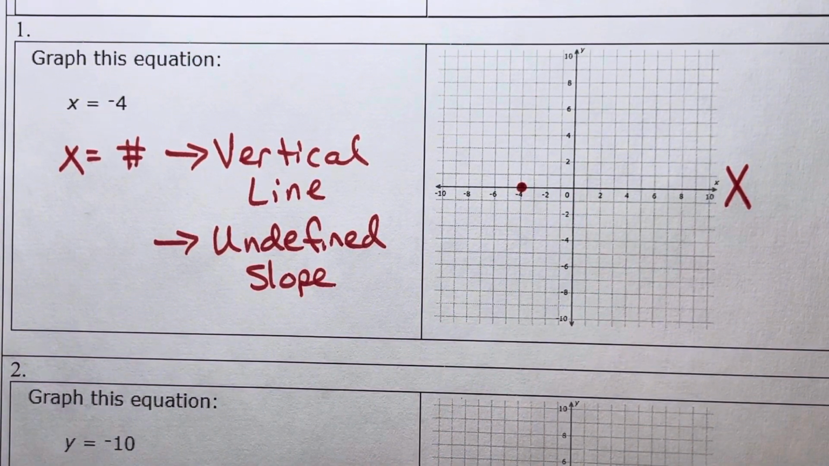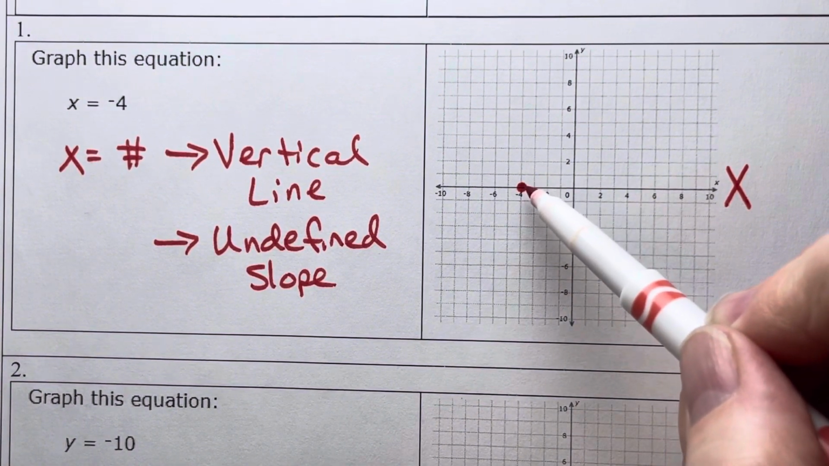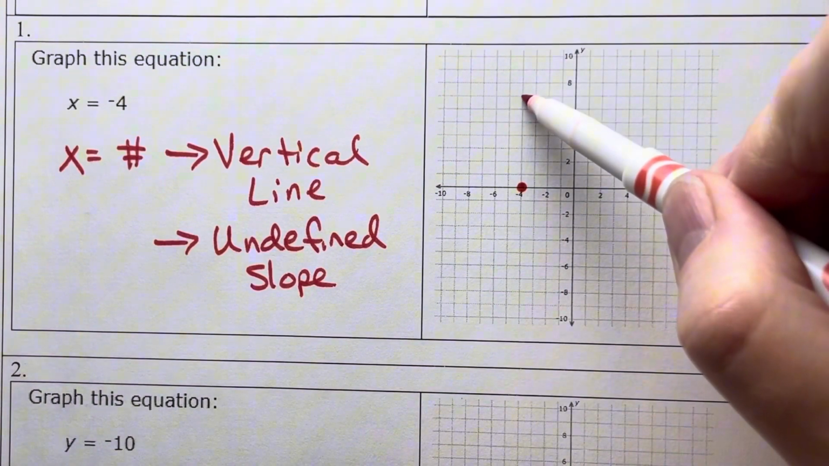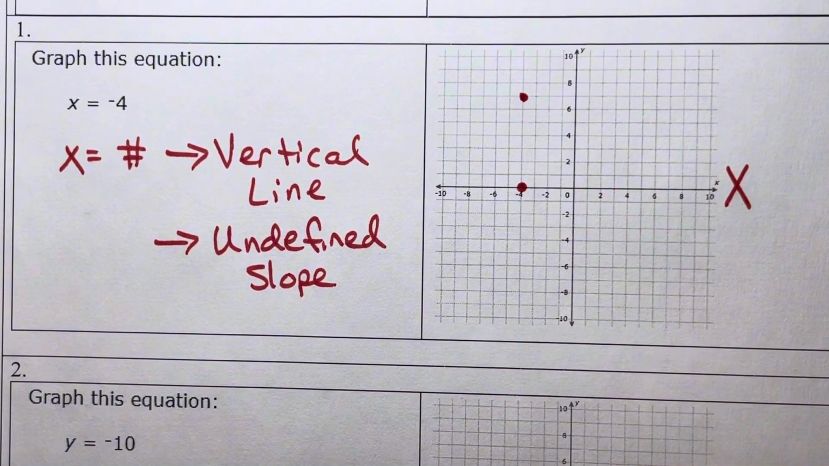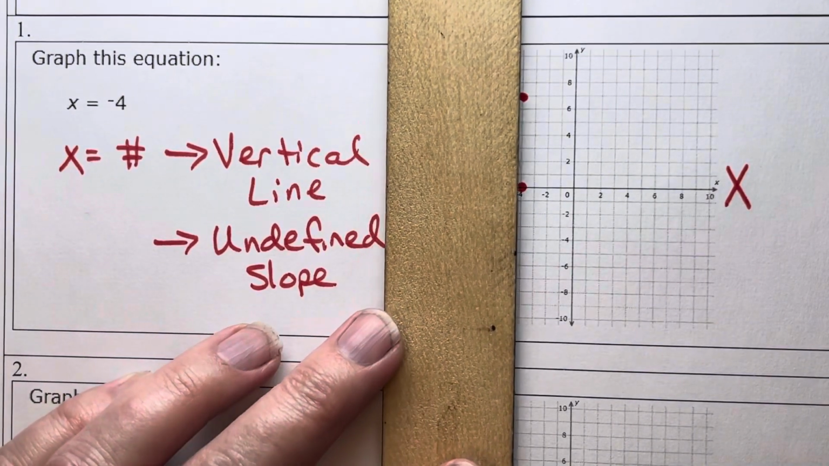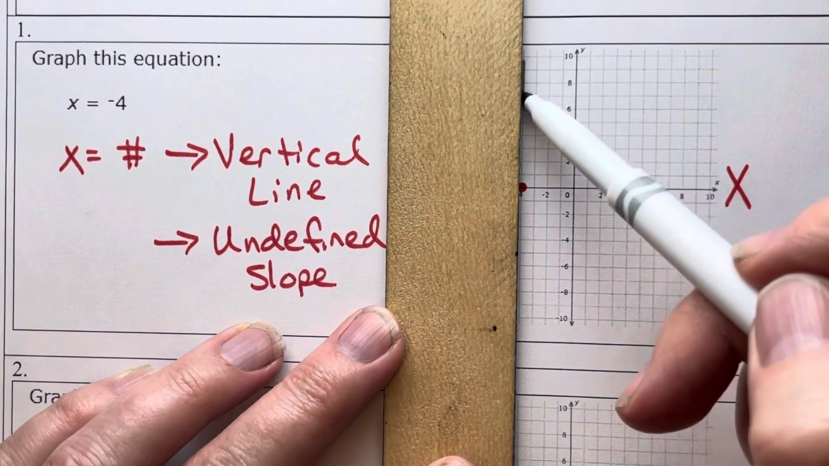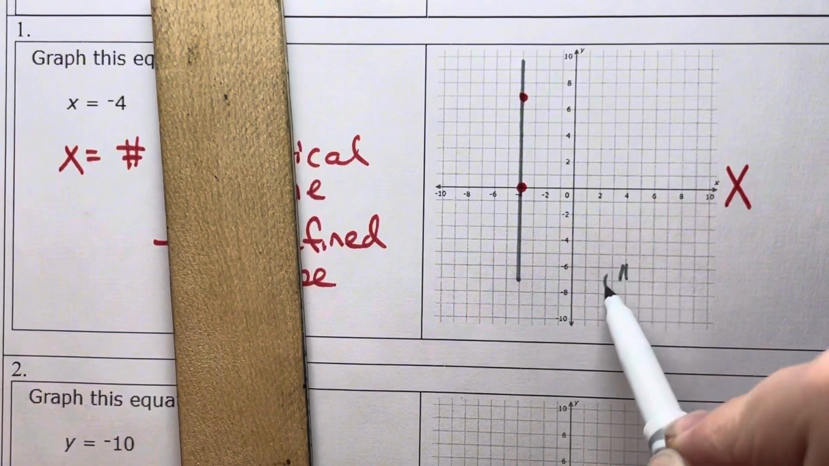And then you need just a second point vertically above or below our -4, and it doesn't even matter how many spaces. So I'm going to put it here. It's just straight above. It has an undefined slope. It doesn't matter where you put it. And then use your ruler or your straight edge to connect your points and draw your vertical line. And there you go.